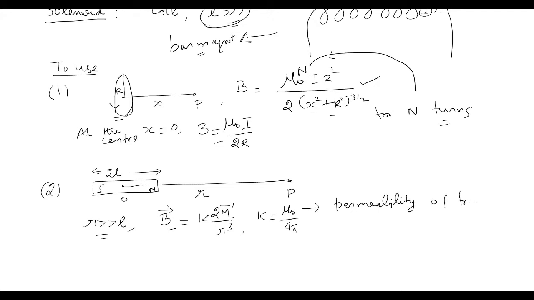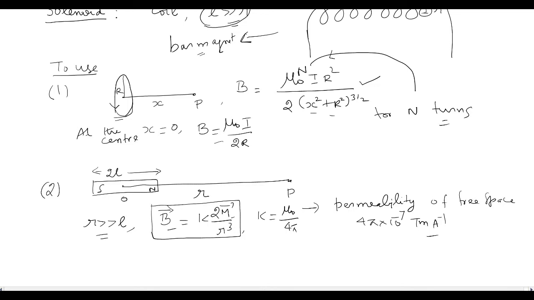Permeability of free space. The value of mu naught itself is 4 pi into 10 to the power of minus 7 Tesla meter per ampere. This and all basics, you should be knowing it. What we want is this formula. We will be using this in our approach.